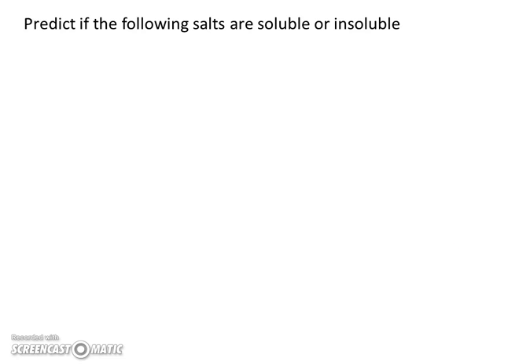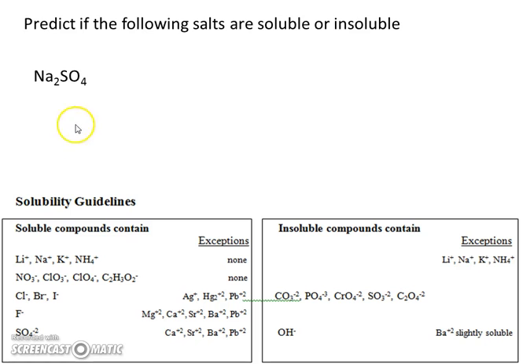Now we do have some guidelines to help us predict if a salt will be soluble or not. So we're going to use those guidelines to predict if the following salts are soluble or insoluble. Let's first predict if sodium sulfate will dissolve in water. Now on the back of your periodic table, you'll find these solubility guidelines. Here's how these work. This looks like there's a lot going on here, but with some careful study, you'll begin to understand these guidelines fairly quickly.